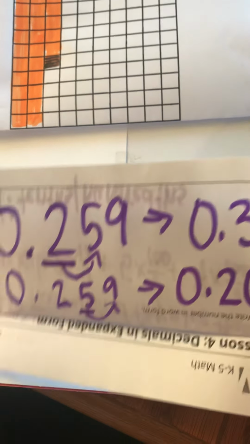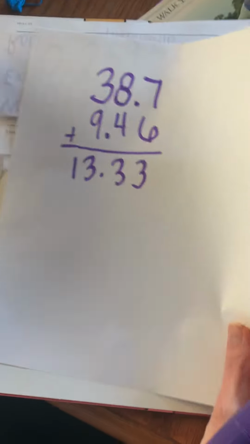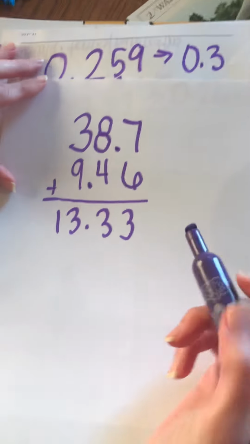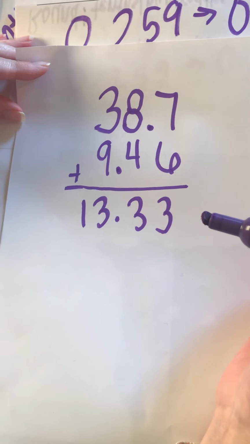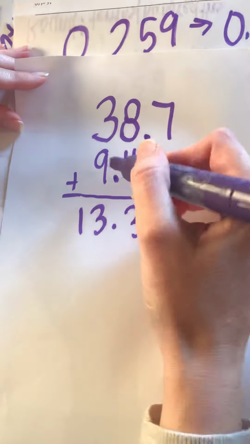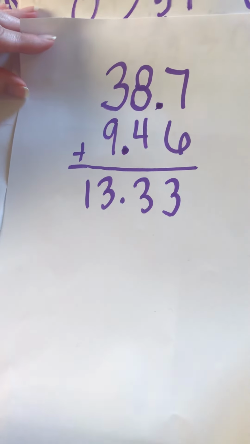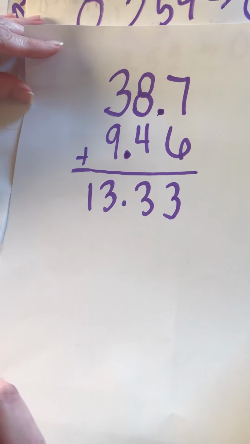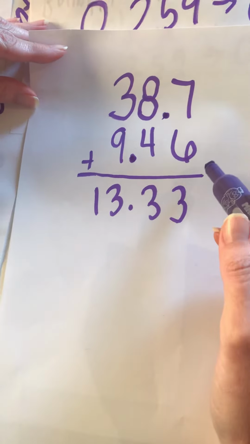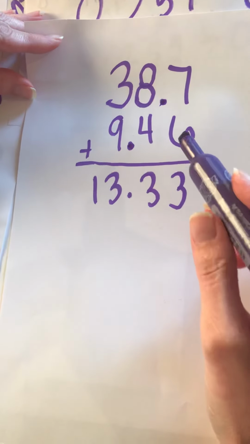Alright, and then for our new thing, we're going to look at adding decimals. So if we look at this example here, this is actually an incorrect problem. So before we go on, I want you to see if you can tell me what's wrong with this problem. So you can pause the video and fill in your answer on what's wrong with this problem. And once you've done that, then you can see if you got the same thing that I get.